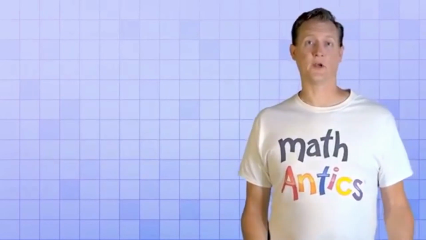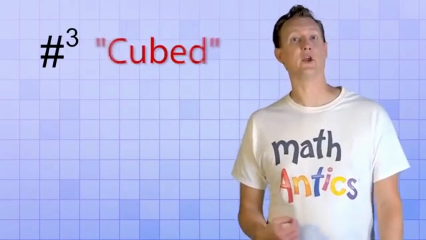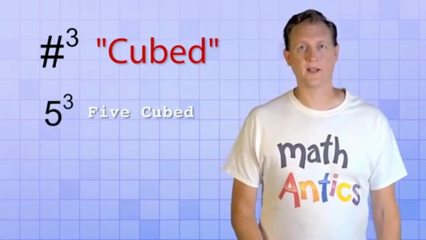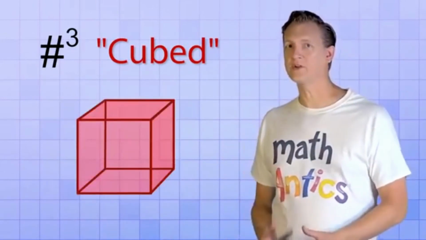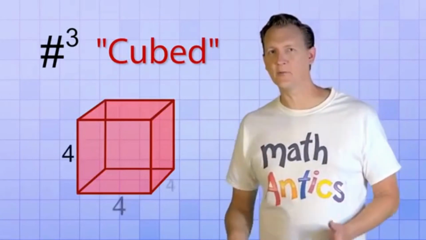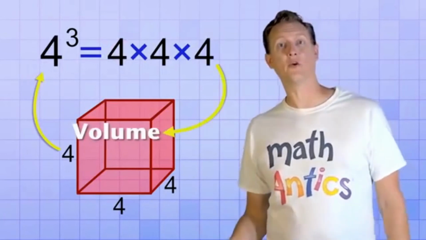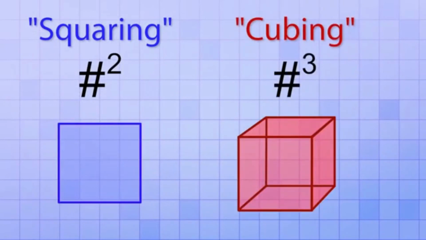And it's a similar story for numbers that are raised to the 3rd power. In that case, you'd say that the number is being cubed. So 5 to the 3rd power is also 5 cubed, and 8 to the 3rd power would be 8 cubed. Since cubes are three-dimensional objects with sides that are all the same length, if you multiply that length together 3 times, you would get the volume of the cube. So squaring a number gets its name from squares, and cubing a number gets its name from cubes. And that helps explain why the exponents 2 and 3 are really common in math.